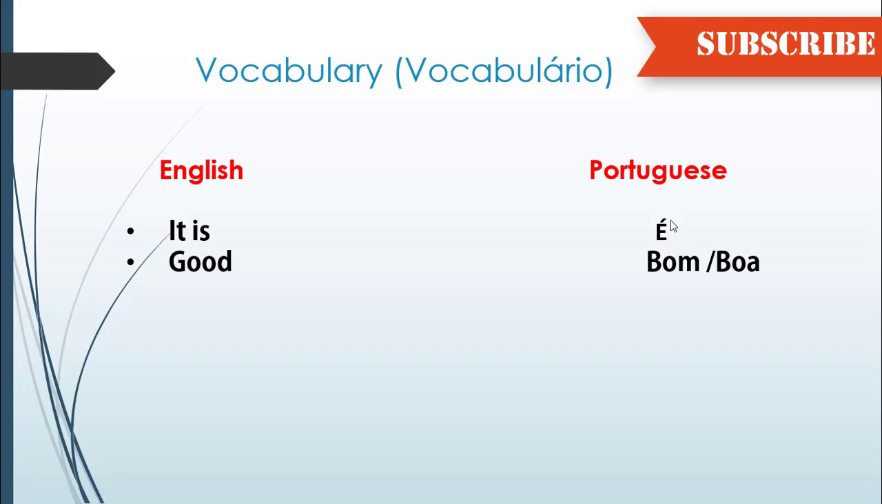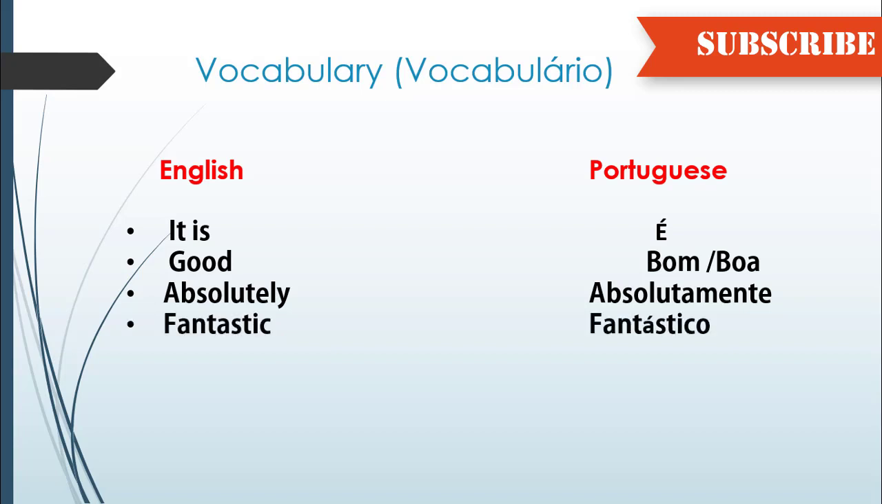Now the second word is "good." In Portuguese, everything is divided between male and female. For masculine we use bom, good, bom. For feminine we use boa, good, boa. Now the third word is "absolutely." Absolutely is said in Portuguese as absolutamente. We will repeat it again. Absolutely, absolutamente.